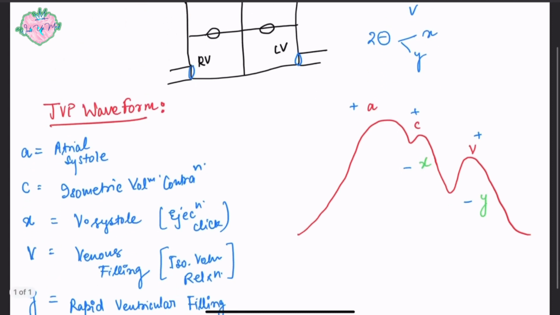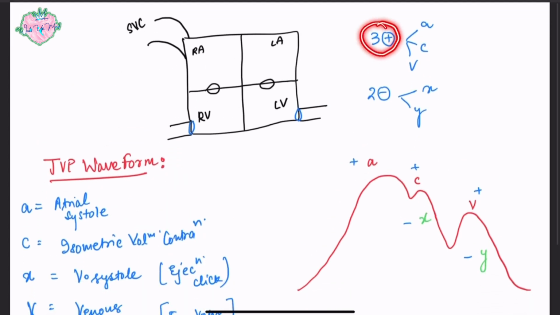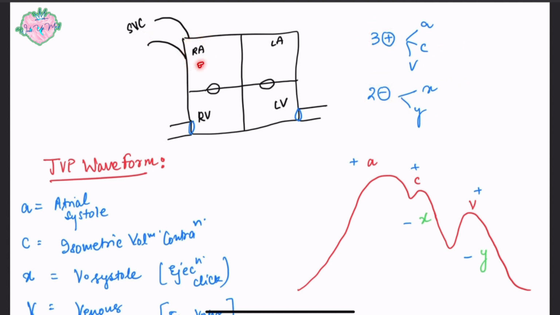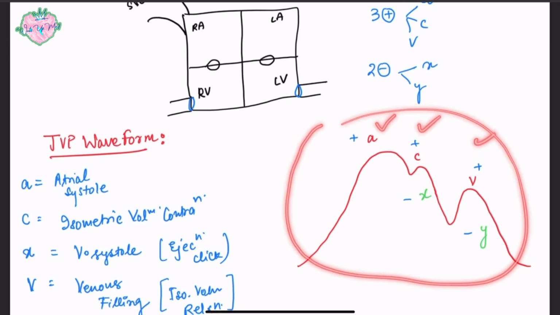On the basis of the changes in the pressure of the right atria, we have the JVP waveform, which directly or indirectly shows the changes. We have three positive changes, A, C and V, and two negative changes, X and Y. Positive changes mean there is an increase in the pressure of the right atrium, because the SVC is directly connected to the right atrium. The two negative changes mean there is a decrease in the pressure of the right atrium, which is shown by the waves X and Y. So in the JVP waveform we have three increases and two decreases.